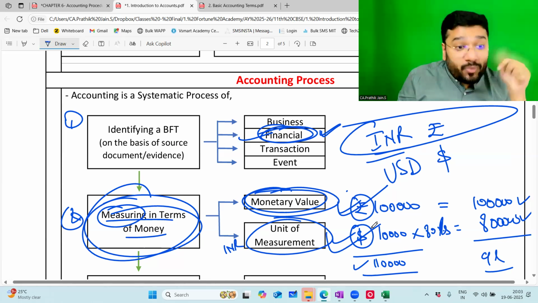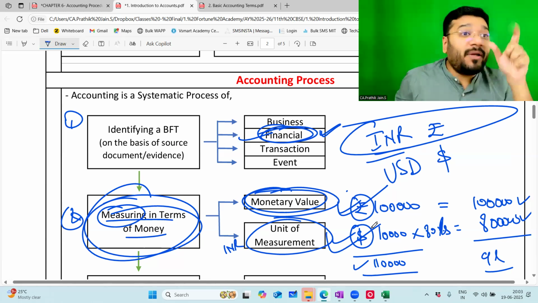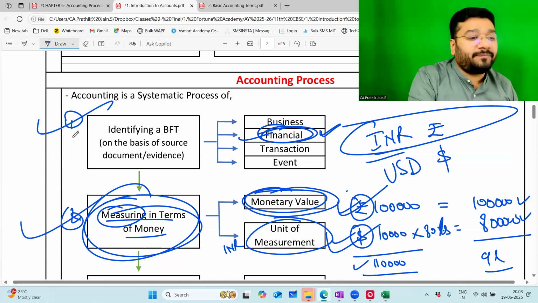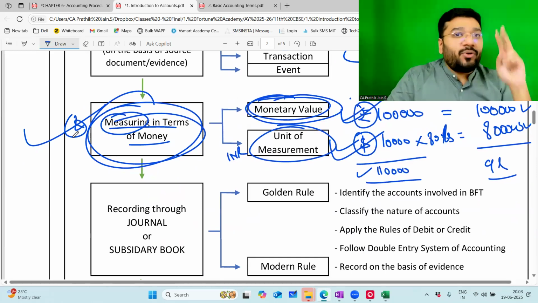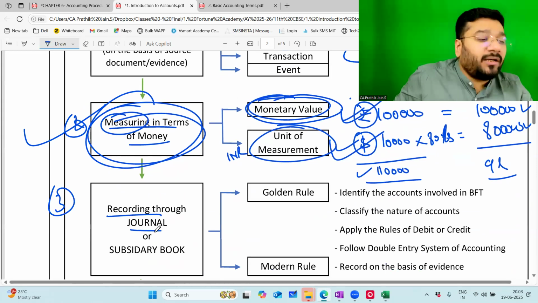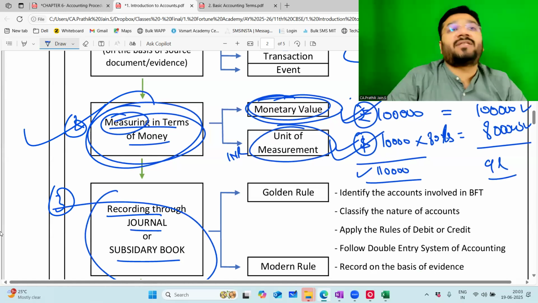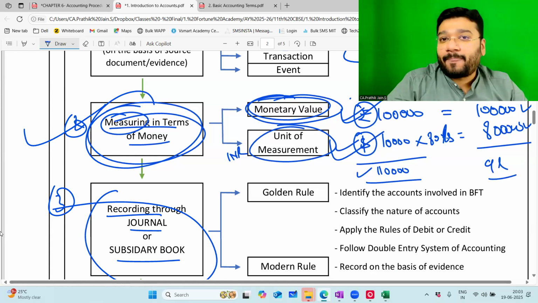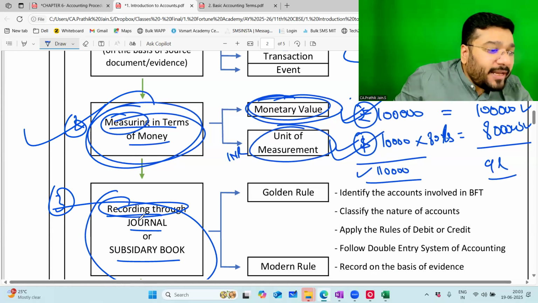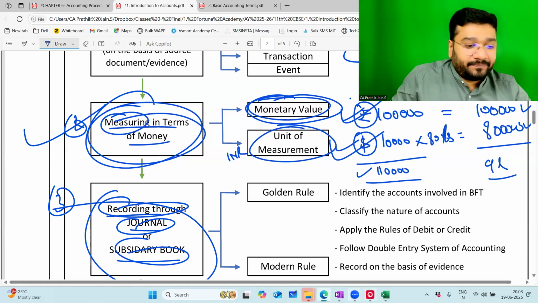The foreign currencies you're dealing with should be converted into a common unit called INR. That was compulsory here. Any problem here? No, sir. Now, once you achieve the two steps, the third step is recording through journal or subsidiary book. This is the very first stage where you begin your practical step of accounting. This is where you start actually doing the accounting, recording through journal or subsidiary book.